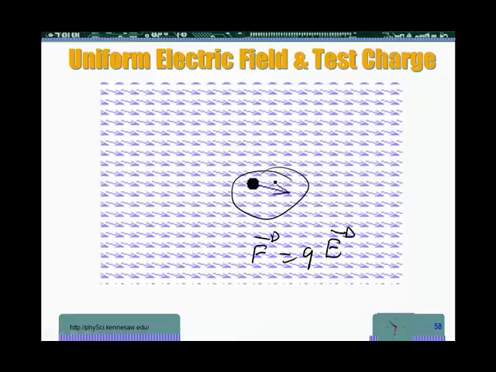Now, if our charge is tiny, again, a test charge, so it will not affect the electrical field, the force is QE, and the force is going to be in the same direction as the electrical field if the charge is positive. It's going to be in the opposite direction if I have a negative charge.